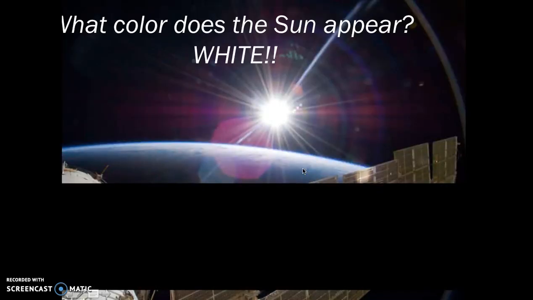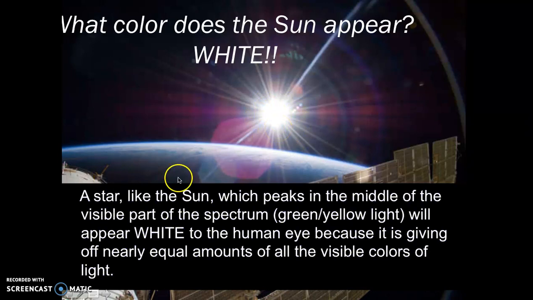But what does it actually look like in space? It looks white, okay? Here's an image from the International Space Station. Our star actually looks white. And that's because even though the peak is in the middle of the visible spectrum at that yellow-green, it's going to appear white because the human eye really can't distinguish when it's about equally given off all the colors. Okay, so it's seeing equal amounts of the visible colors of light, and we can't really distinguish between that. So to our human eye, our sun looks white.